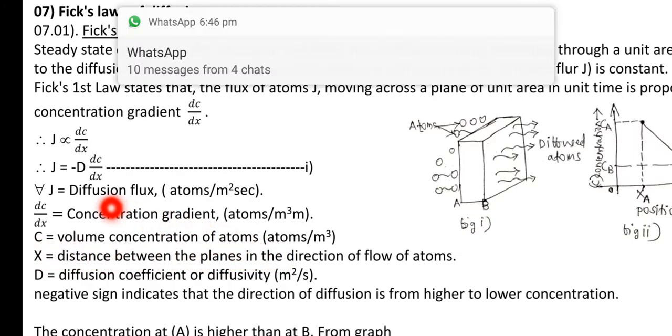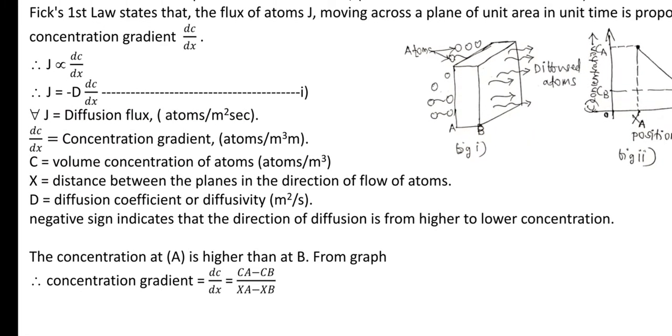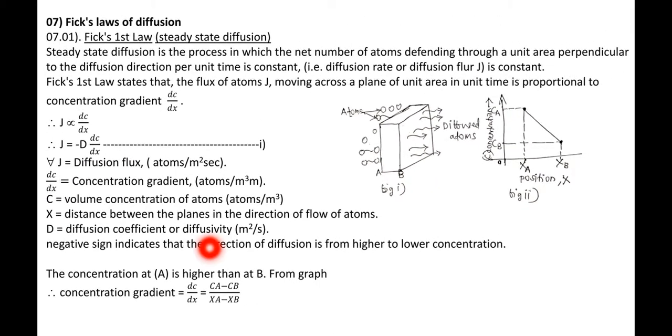So here a negative sign is introduced because at the start of the diffusion the concentration is more, and as time elapses the concentration decreases, and therefore the negative sign is introduced in this equation. The concentration gradient dC by dx is nothing but Ca minus Cb divided by Xa minus Xb.